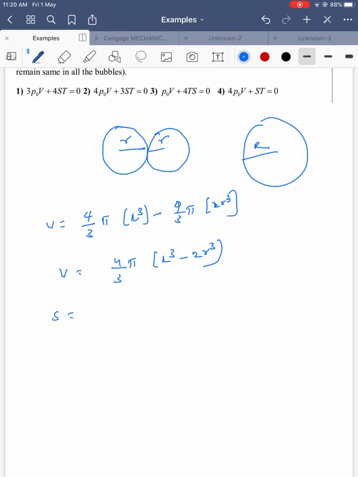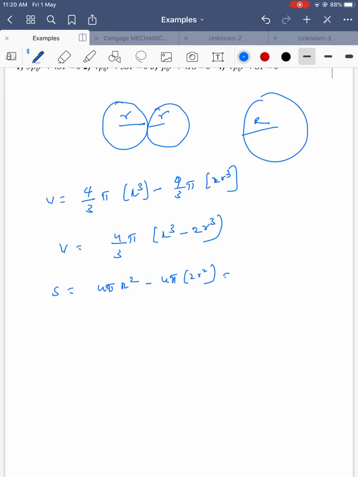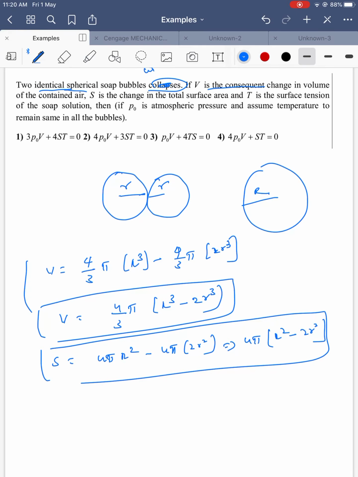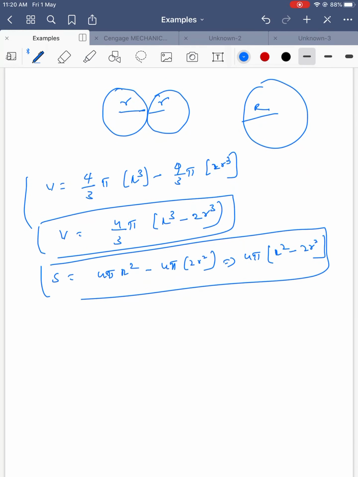Change in surface area is nothing but 4 pi into capital R square minus 4 pi into 2 into small r square, because there are 2 identical bubbles. So 4 pi into capital R square minus 2r square. Okay, these two are very important. Then they are combined to form a single bubble isothermally.